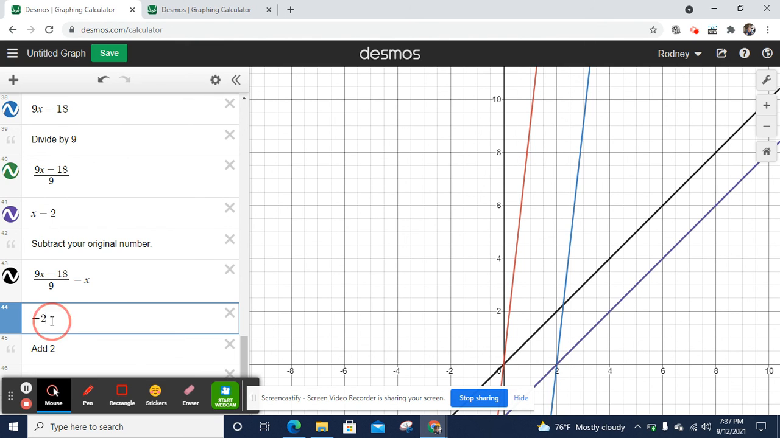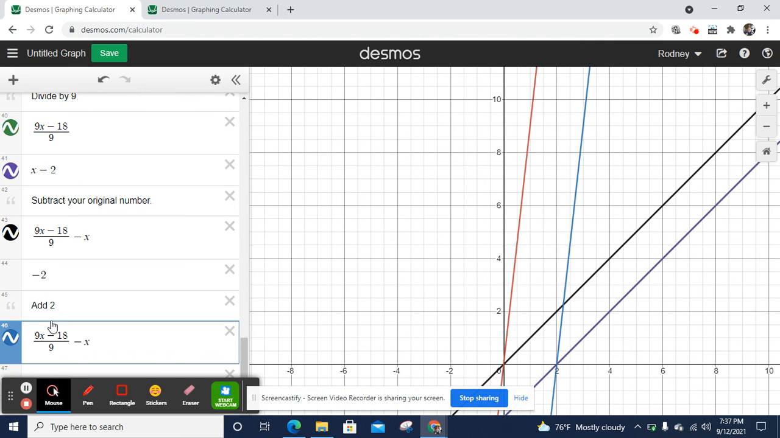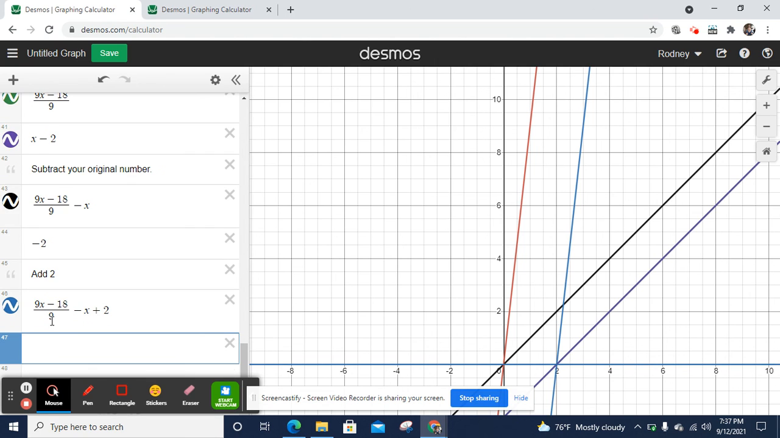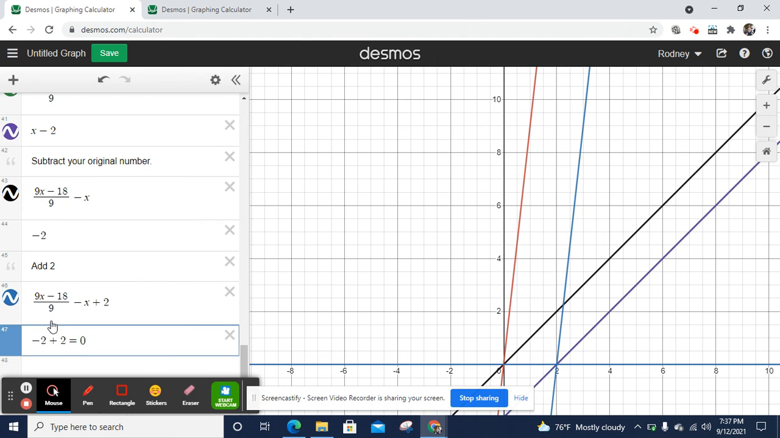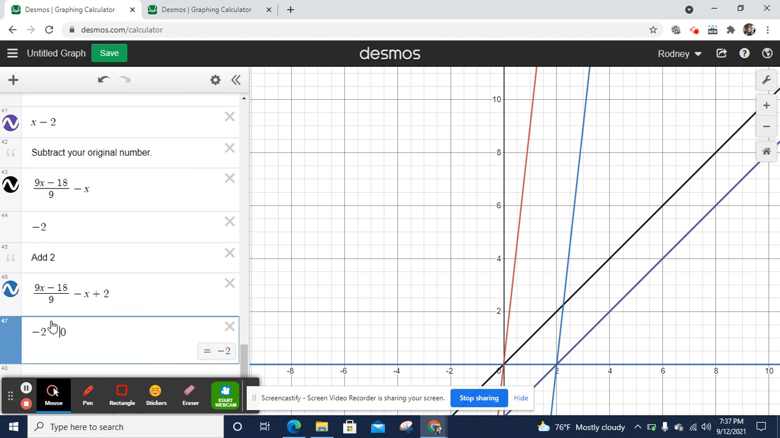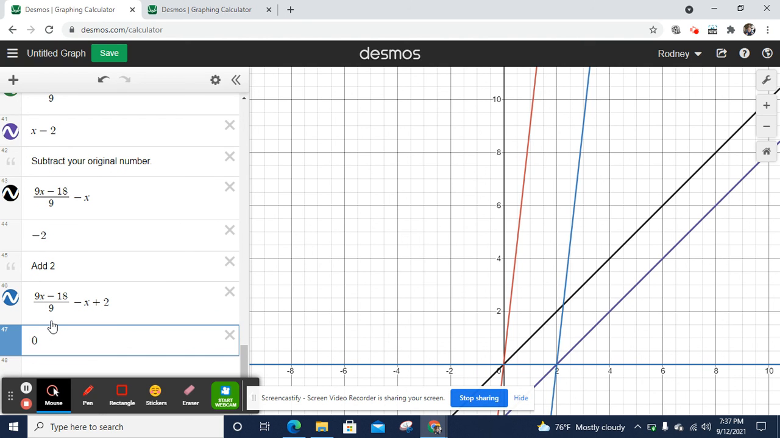Okay, now we're going to add 2. I'll do the fancy version and the simple version. The fancy version looks like this, plus 2. But since we already know that this whole mess here is just negative 2, what we're saying is negative 2 plus 2, which equals 0. So we just have a 0, and you ended up at 0.